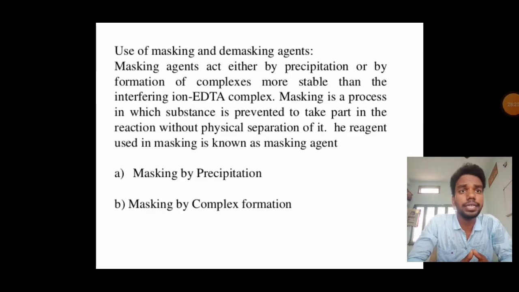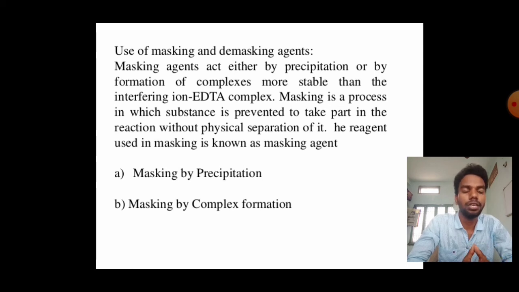Use of masking and demasking agent. So what is masking agent and demasking agent? A masking agent acts either by precipitation or by formation of a complex more stable than the interfering ion's EDTA complex. Masking is the process in which a substance is prevented from taking part in the reaction without physical separation of it. So the reagent used to mask is known as a masking agent.